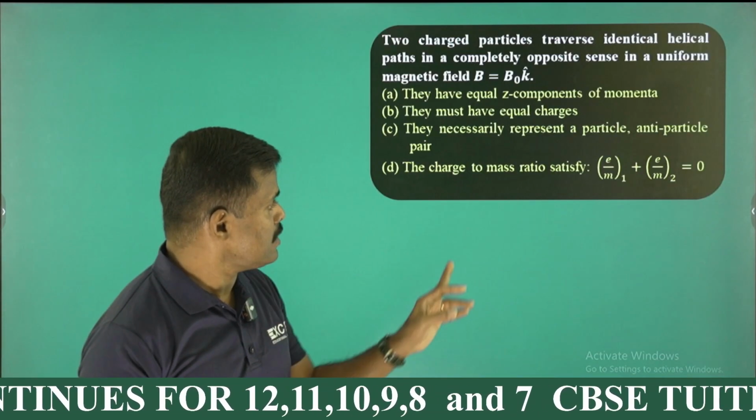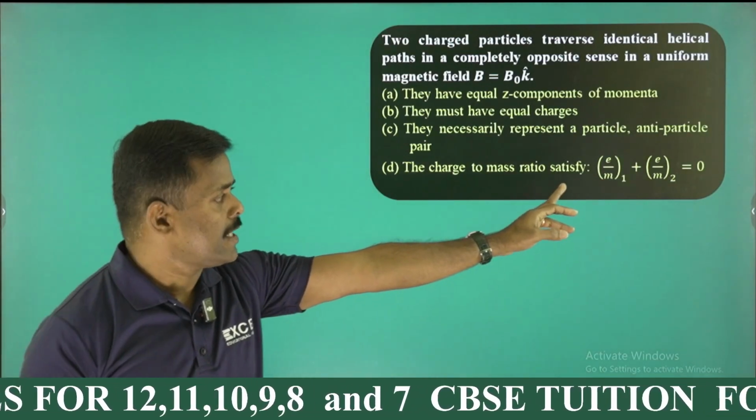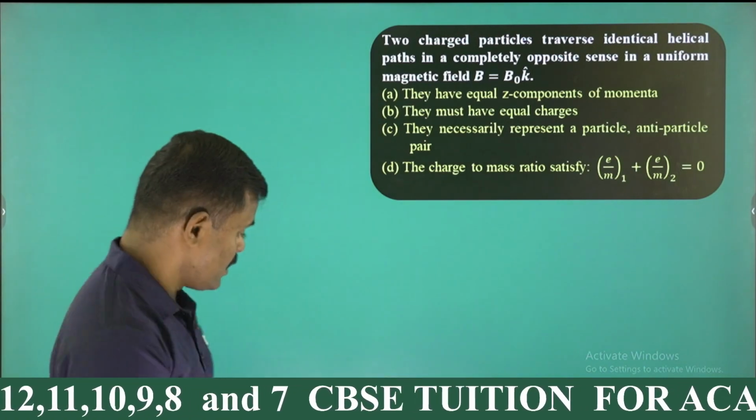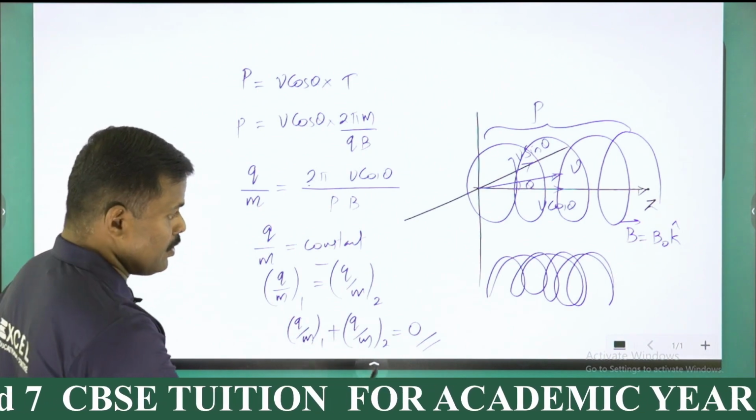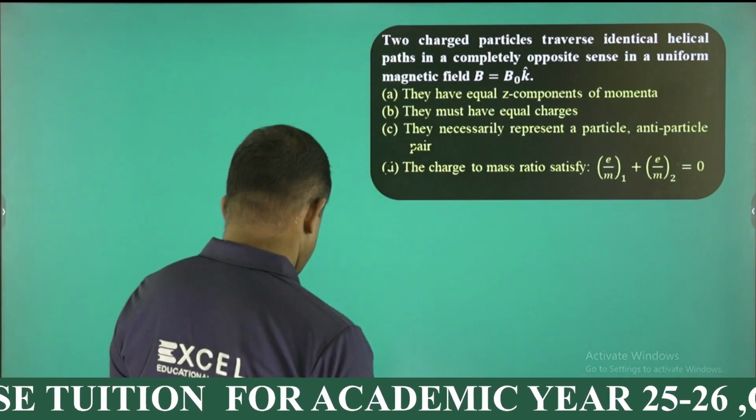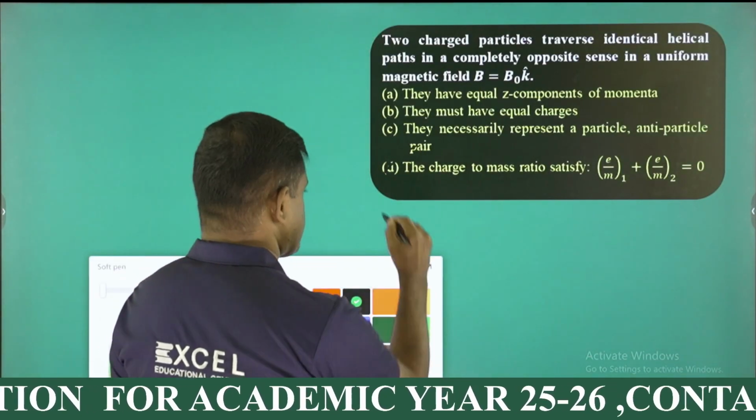And look at the last option. That is E by M of 1 plus E by M of 2 is equal to 0. That is exactly what we got here. Q by M of 1 plus Q by M of 2 is equal to 0. So the correct answer is option D. Option D is the correct answer here.